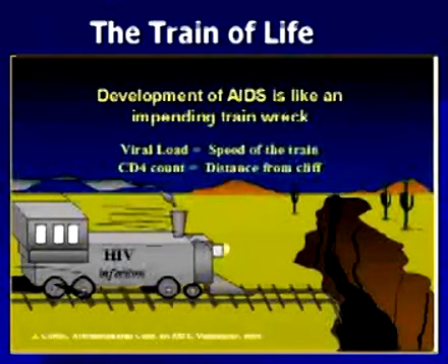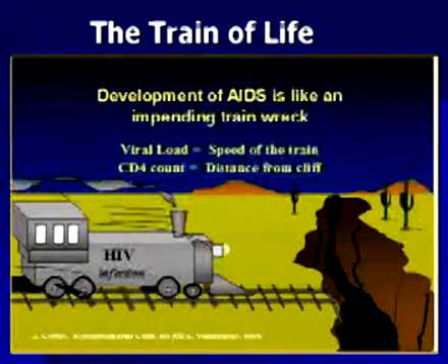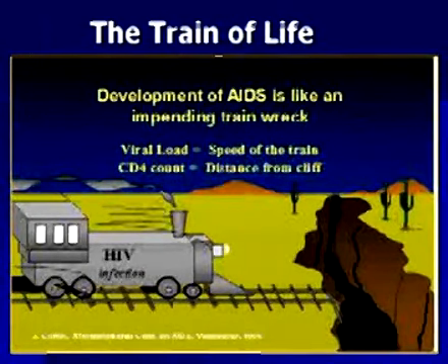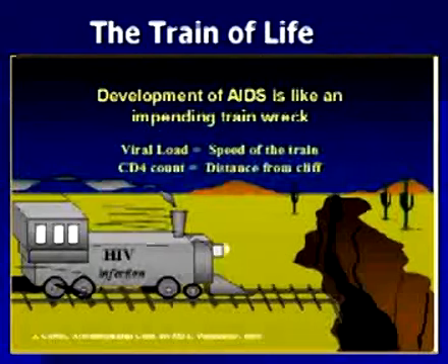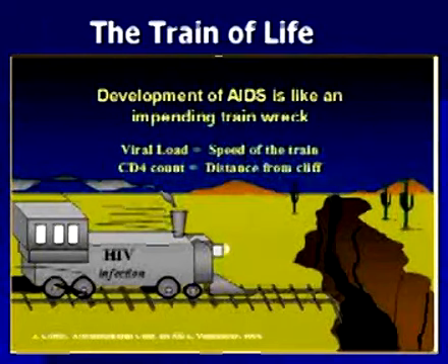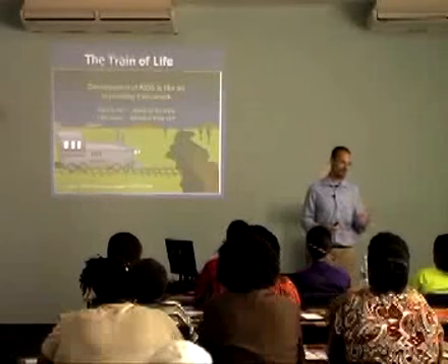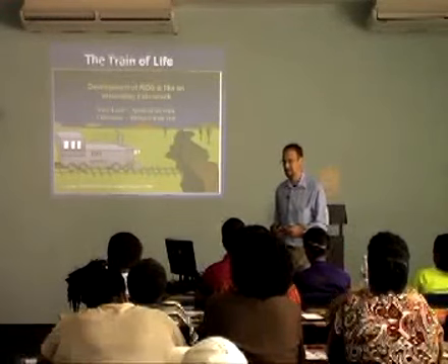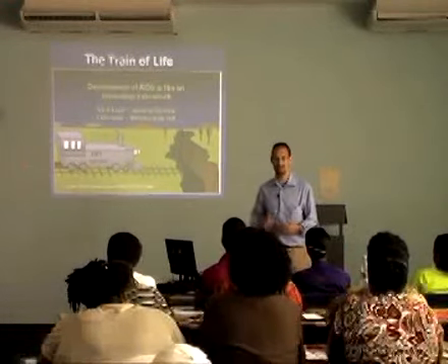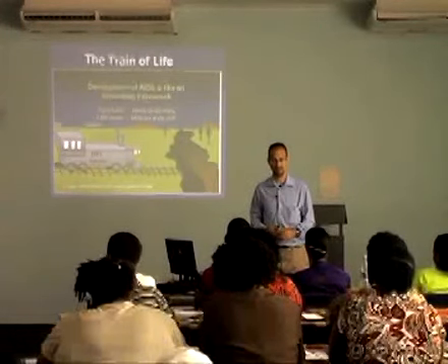And another thing that we look at is the viral load. The viral load is analogous to the train's speed. How fast is the train going? For adults, this analogy works very, very well. Because a person might have a very low CD4 count, but the train is slowing down and stopping because they're on ARVs. And not only do ARVs slow down and stop the train, but they actually back it up, because your CD4 count gets higher and higher as you're on antiretroviral therapy.